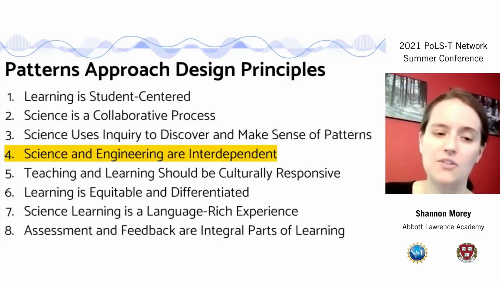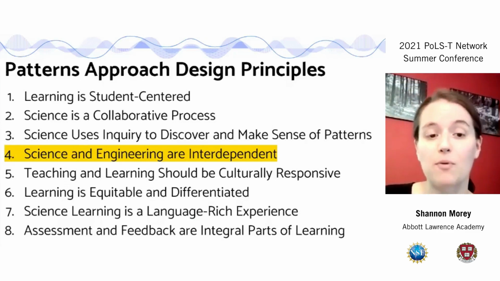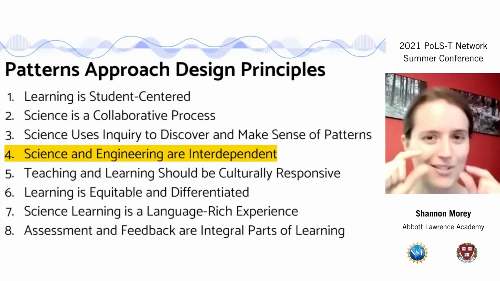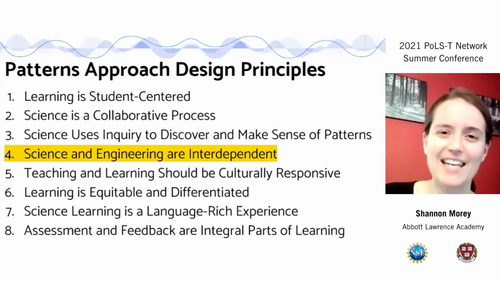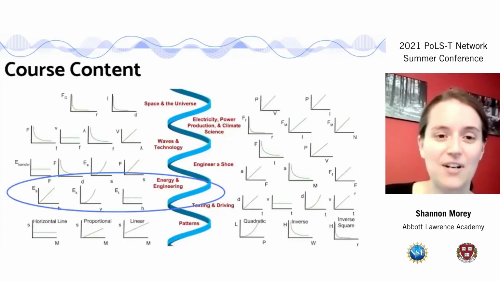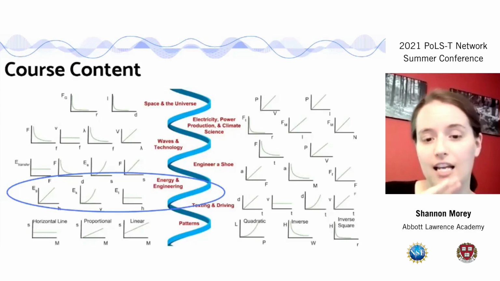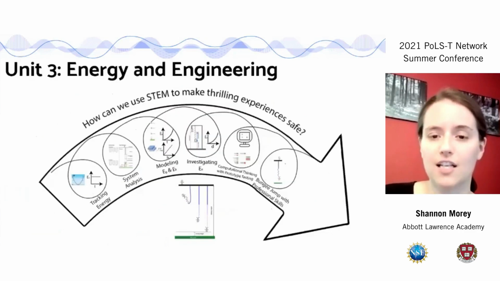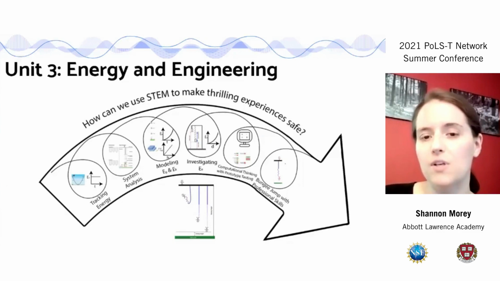So next, like I said, the initial unit doesn't have an engineering project, but the rest of them do. And so I really want to talk about design principle number 4, science and engineering are interdependent, and a small piece of how that looks in a unit. So like I said, I'm going to look at the energy and engineering unit. And so students get a lot of different experiences here. Our grounding question for this unit is how can we use STEM to make thrilling experiences safe?